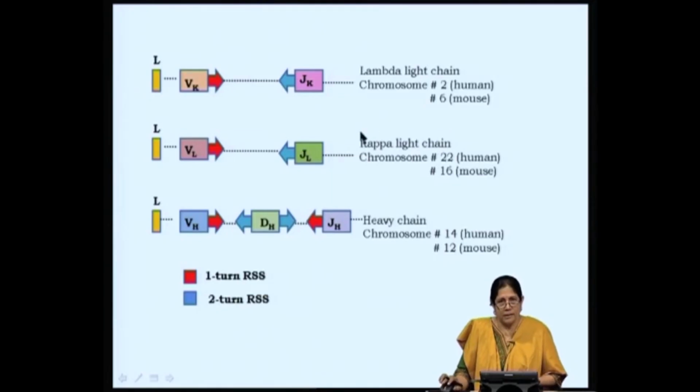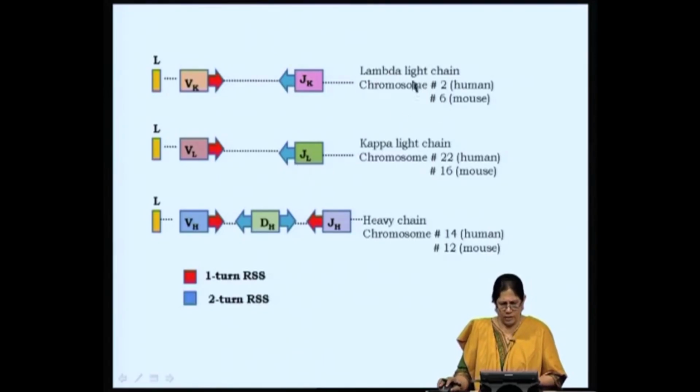Depicted here is slightly better for you to understand. You have the leader peptide sequence, which has close to it on the 3 prime side the V gene segment. On the 3 prime side of the V gene segment, you have one turn RSS, whereas on the 5 prime side of the J gene segment, you have two turn RSS. One red and one blue, only these two can come together and join. This is the lambda light chain and this is the kappa light chain.